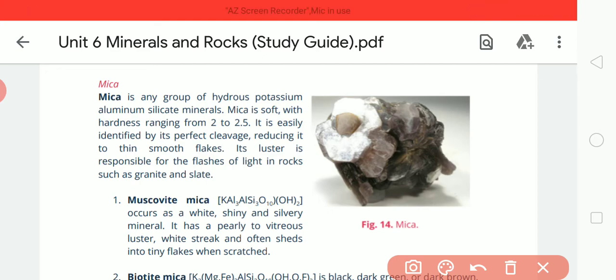Now mica is soft, with hardness ranging from 2 to 2.5. It is easily identified by its perfect cleavage, reducing it to thin, smooth flakes. Its luster is responsible for the flashes of light in rocks such as granite and slate. We have here different kinds of mica.